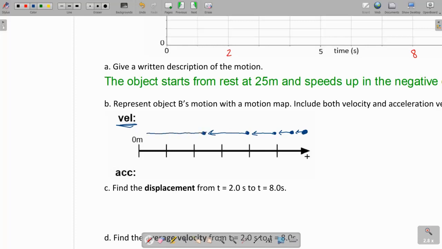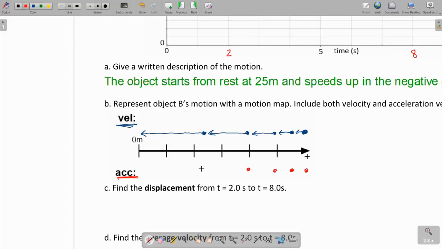And the object does end up back at 0 meters, so I want you to make sure that you at least have an arrow that gets to 0 meters. You can go past it if you need to. But this shows that our object is starting with a very small velocity, and then it's increasing over time, moving in the negative direction. So to show our acceleration vectors, we'll do that in red. We would want to put our dots in the same spots here.